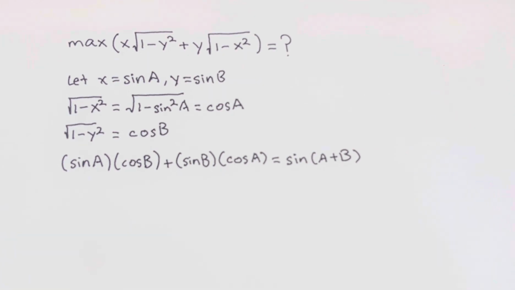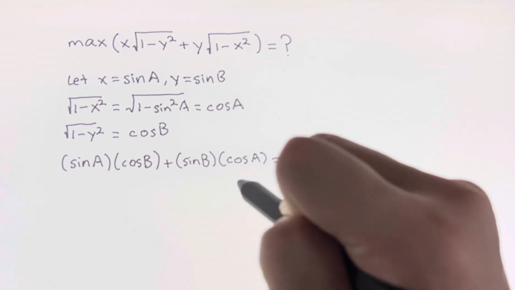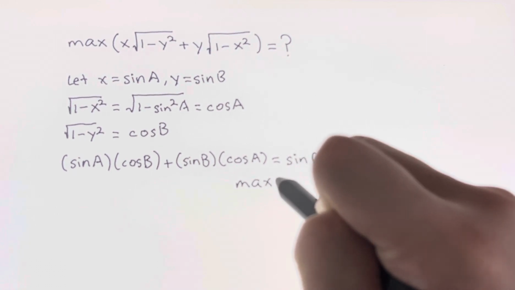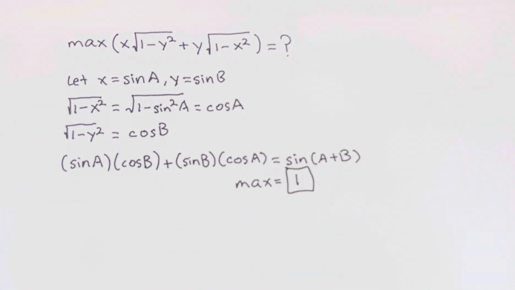Finding the maximum value is now easy. The sine function, no matter what its angle is, has a maximum value of 1. So we can get that the maximum value will equal 1. And that is how you solve this problem.